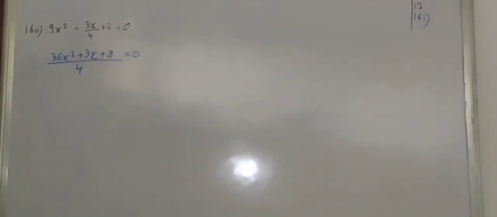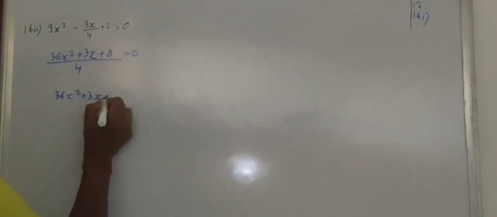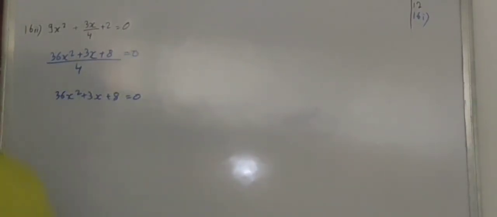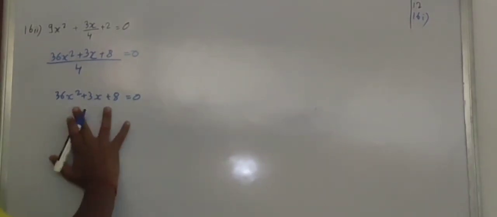So 4 will go that side. 36x square plus 3x plus 8 is equal to 0, because 4 when multiplied with 0 will be 0 only. So now split the middle term.